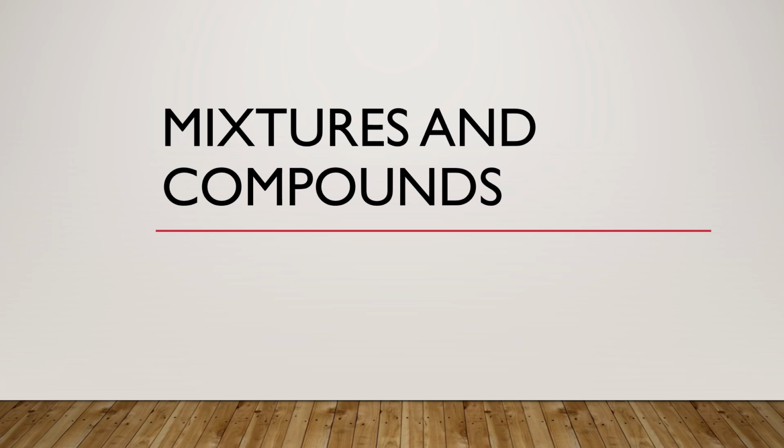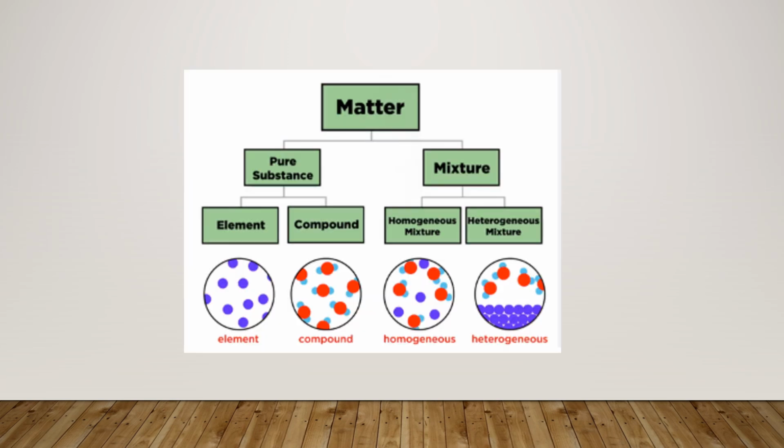Today we're going to talk about mixtures and compounds. You will remember from previous videos that matter has both mass and volume. You'll also remember that matter exists in different states. Well, in addition to different states, matter also has different compositions. The compositions of matter can be divided into two different categories, mixtures and pure substances.